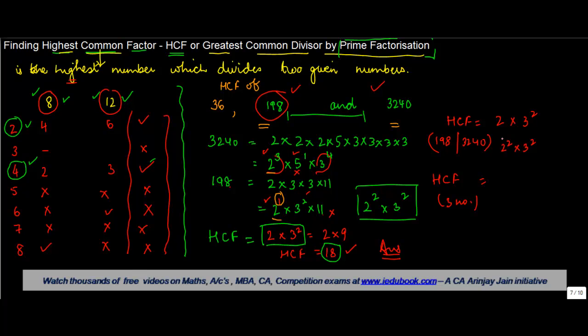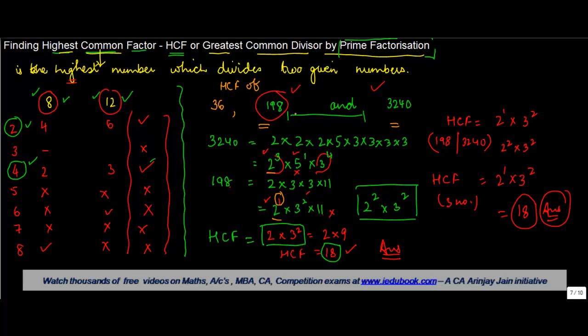So 2 is common in both of them. We pick up 2 here. Which is the one with lower power? This one, 1. So we put in 1 here into 3 to the power 2. Because the power is equal in both these cases, you take this as 3 to the power 2. Or 18 is the answer yet again.